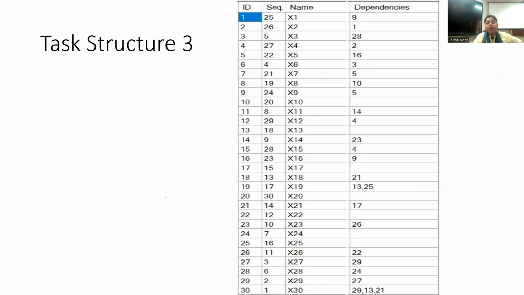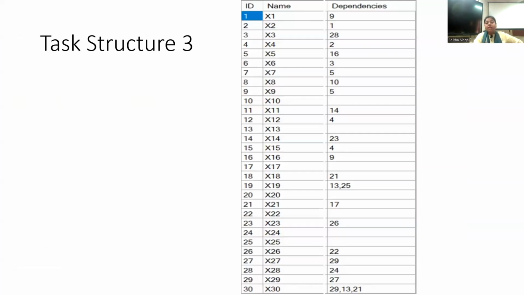Then this is one more task structure. You see there are 30 activities listed. Here the task IDs are mentioned, from x1 to x30, and the hierarchy structure with a random row order is defined, right? And then the dependencies are defined. This is the input to a system.